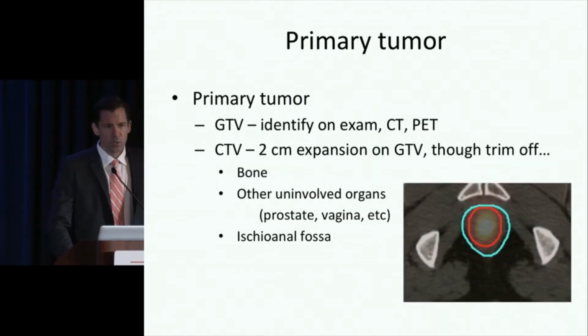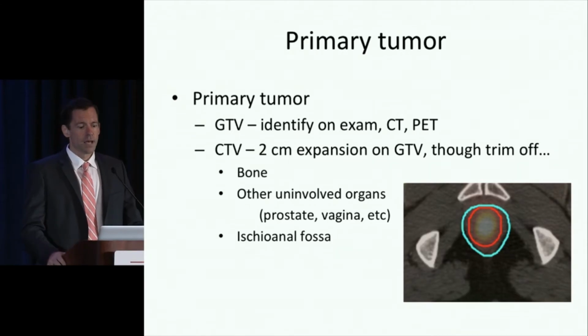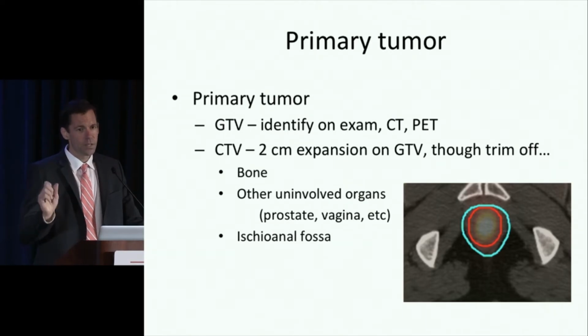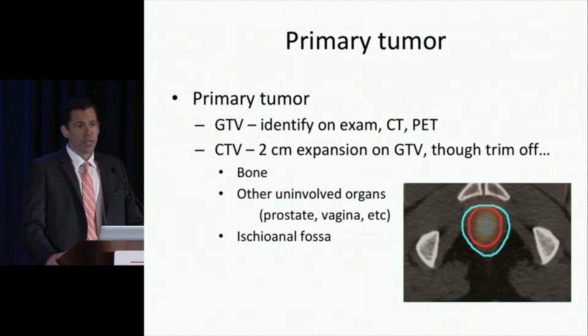So the primary tumor, this is something that you're going to identify from the PET, from a CT scan, and also from physical exam. The CTV off the primary tumor is usually going to be around a 2 to 2.5 centimeter expansion off the GTV, though it's important that you trim this volume off of certain structures, including bone, uninvolved organs, such as the prostate, the vagina, as well as the ischioanal fossa.